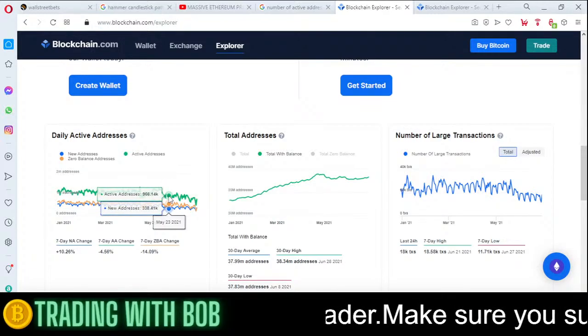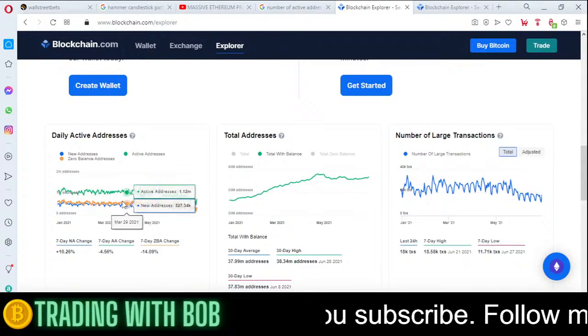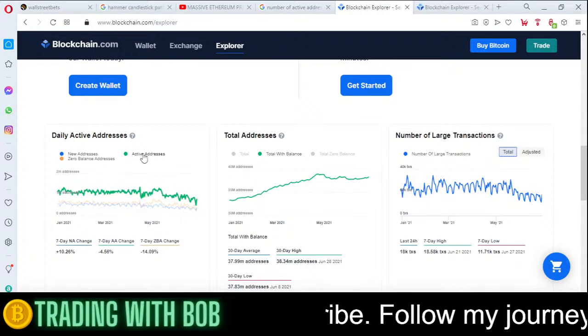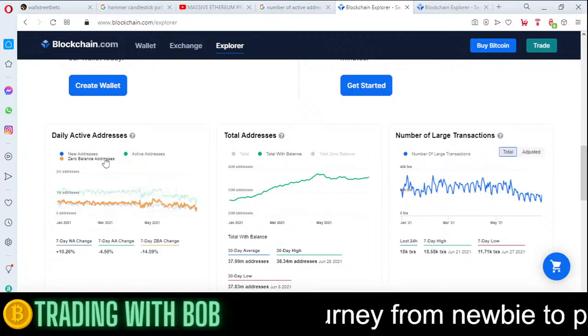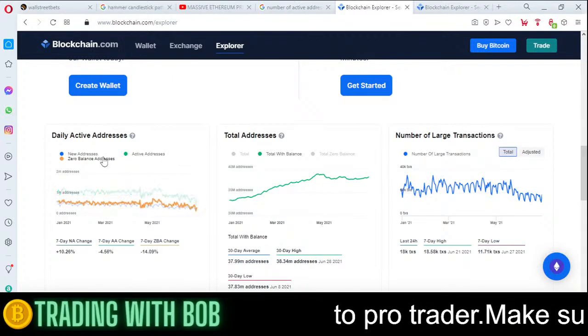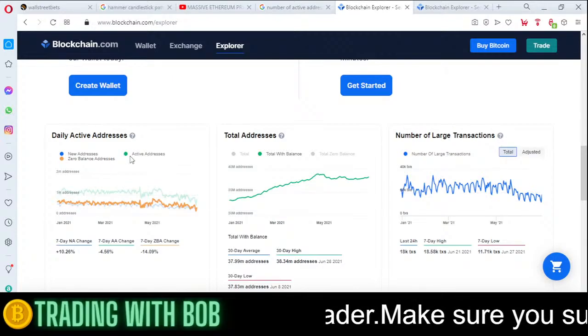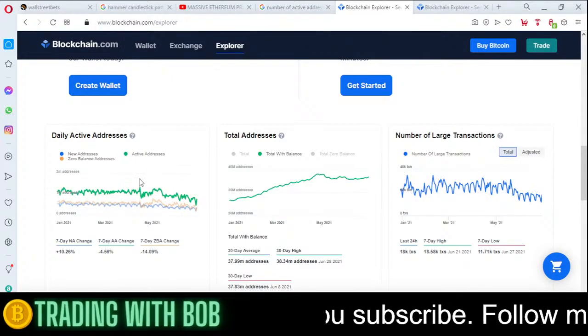Active addresses, new addresses, and that's just the price, I think. New addresses, active addresses, and zero balance addresses. You can't even see the zero balance ones. Oh, zero balance is that one there. Active addresses, yeah, most of it's active. Alright.